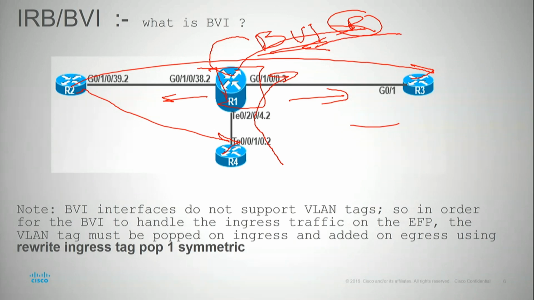One more problem is that the BVI doesn't understand the VLAN tag. If any traffic is hitting here with a VLAN tag, you need to remove the complete stack and then send it to the BVI. That's the reason this command is very useful here: rewrite ingress tag. You need to remove the complete VLAN stack and send it to the BVI, because the BVI doesn't understand the VLAN tag. So while troubleshooting, if you are not able to pass your traffic, you need to pay attention to this command if you are using the BVI.